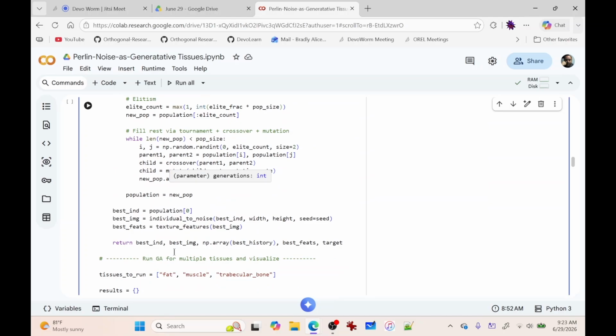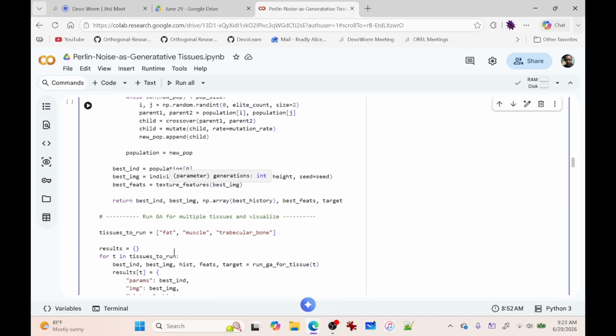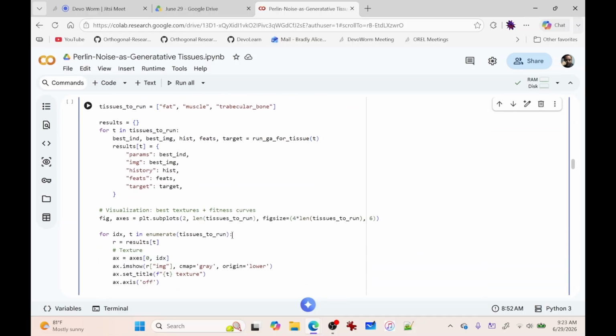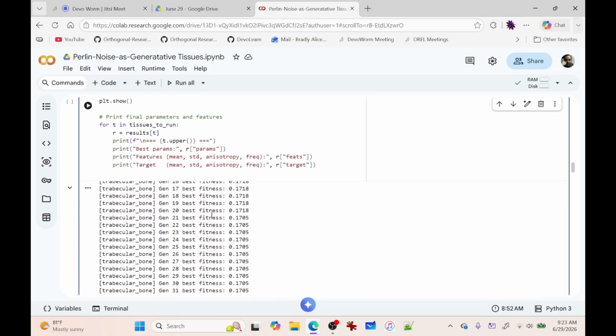I guess we're running that. And then we're running each one. We're running a GA for each kind of tissue: fat, muscle, and trabecular bone. So that's what we're doing. Then our visualization, we want to visualize our results. So now we're getting our best texture plus our fitness curves. And so that is here.